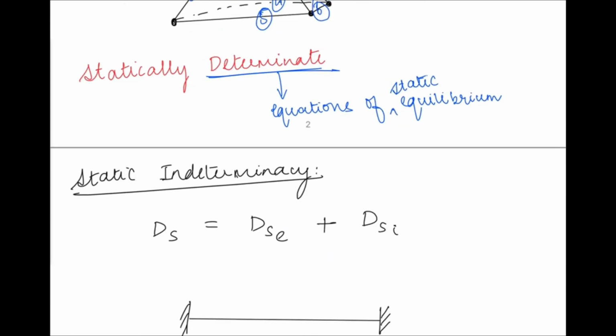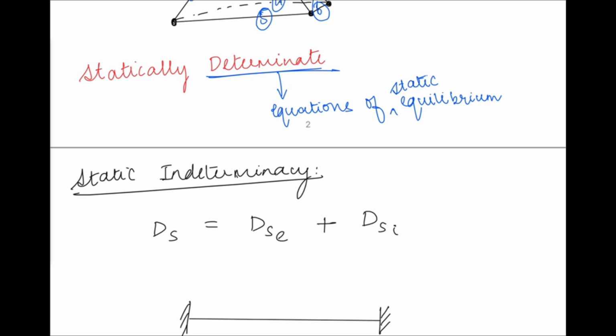So using them, we determine whether a structure is statically determinate or statically indeterminate. If you can find the forces or the reactions in the structure just by using the equations of equilibrium, then it is a statically determinate structure. But if they fall short, as in you have more unknowns than equations of equilibrium, then it becomes a statically indeterminate structure.